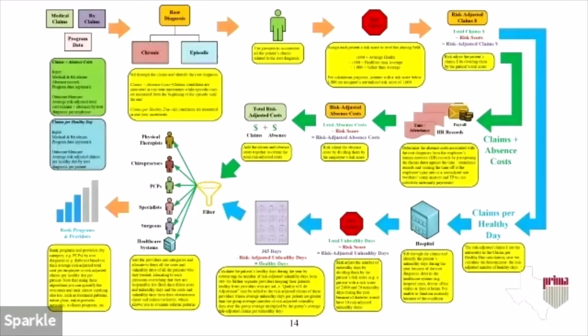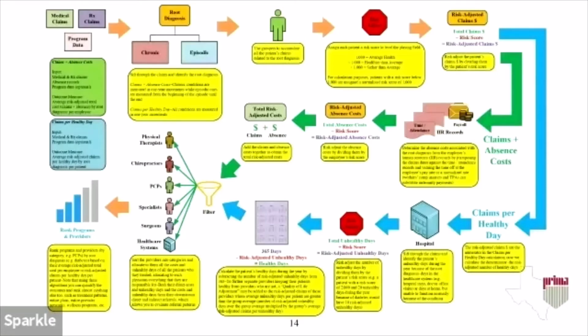As I said, if you're a workers' comp insurance company or TPA, you're not going to have the employer's HR records, but you have something nearly as good. You have the indemnity payments paid to the injured worker while they're out, and you can substitute those. So once we get the absence costs, now we divide it by the risk score, and we get our risk-adjusted absence costs, and add those to the risk-adjusted claims to get the total cost of care.